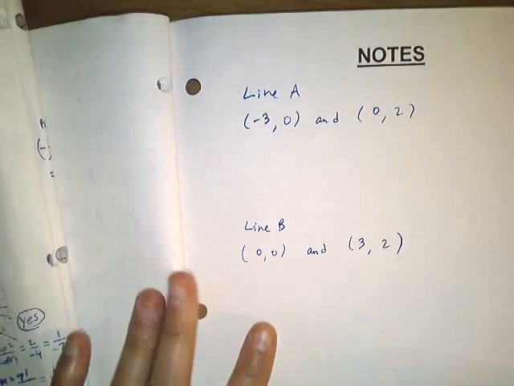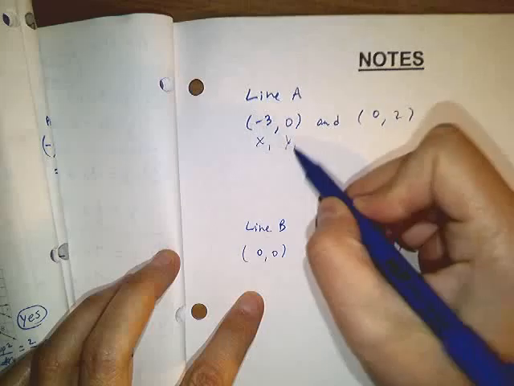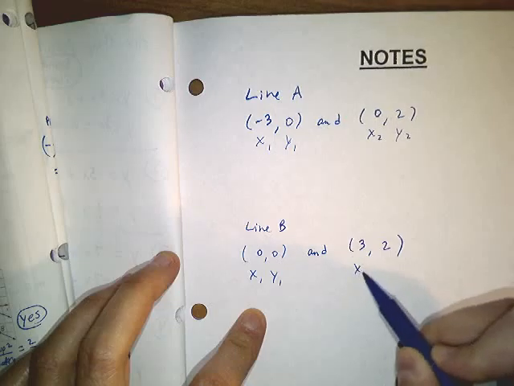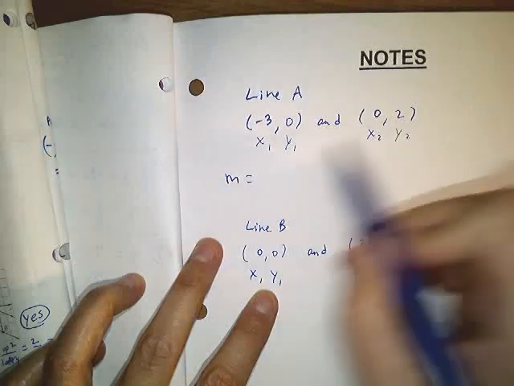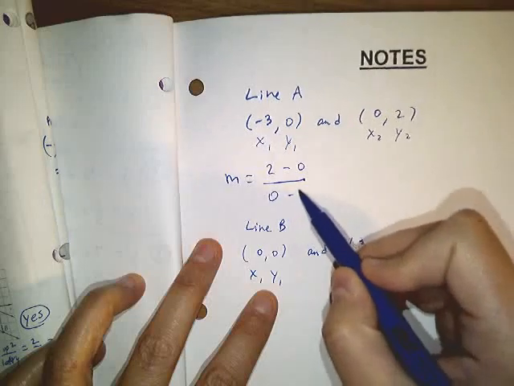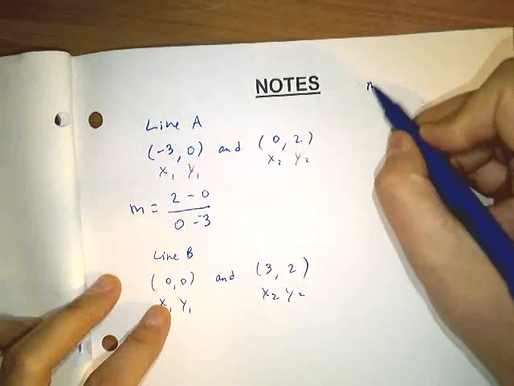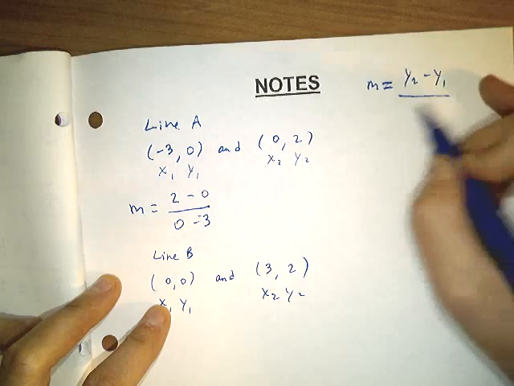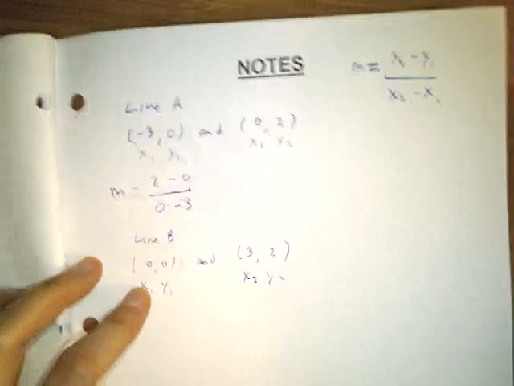So what you can do is compare the slopes. Obviously, you have to find them first. So if you have x sub 1, y sub 1, and x sub 2, y sub 2, you can say that the slope can be found by taking y sub 2 minus y sub 1 over x sub 2 minus x sub 1. I'll write that up here.